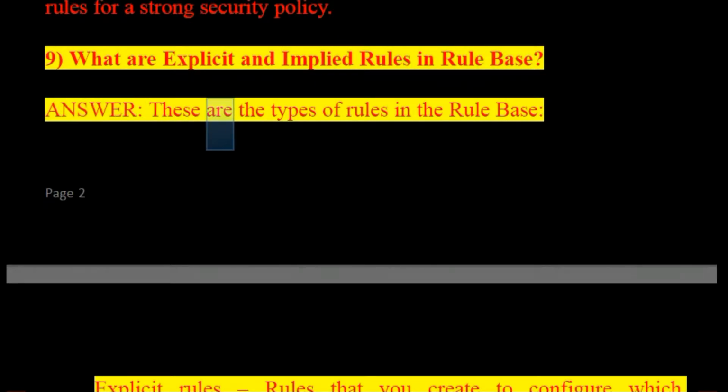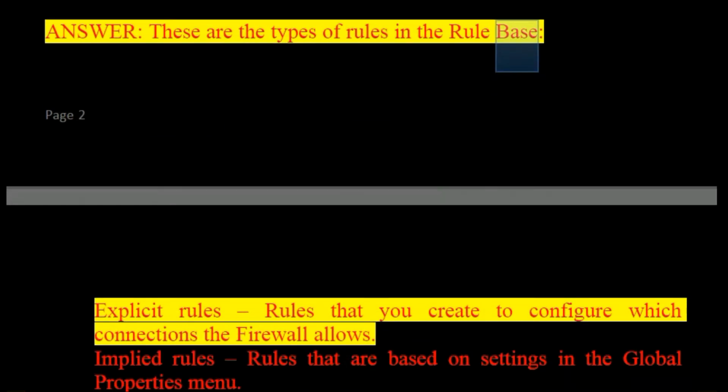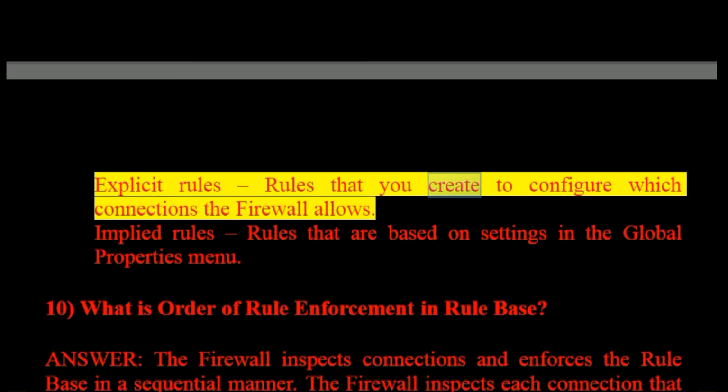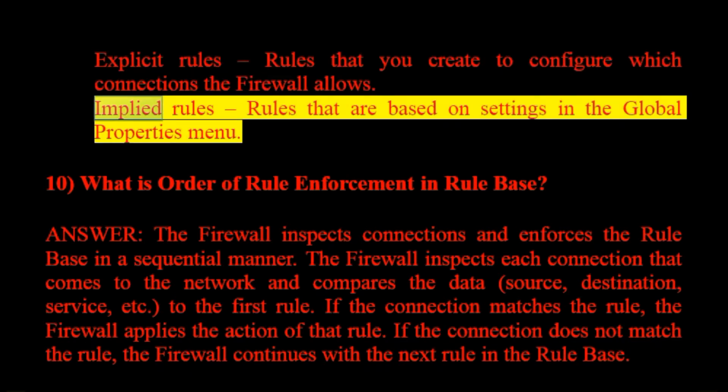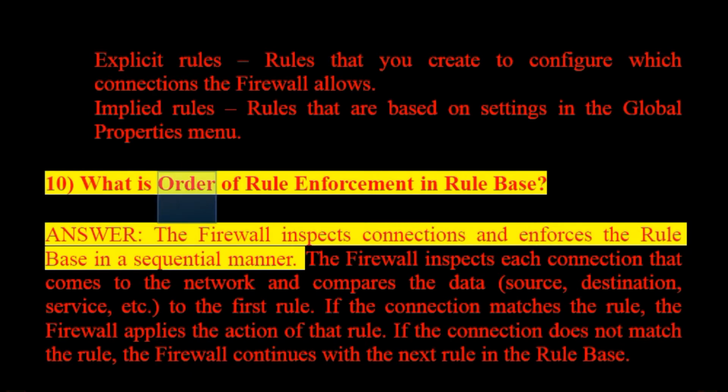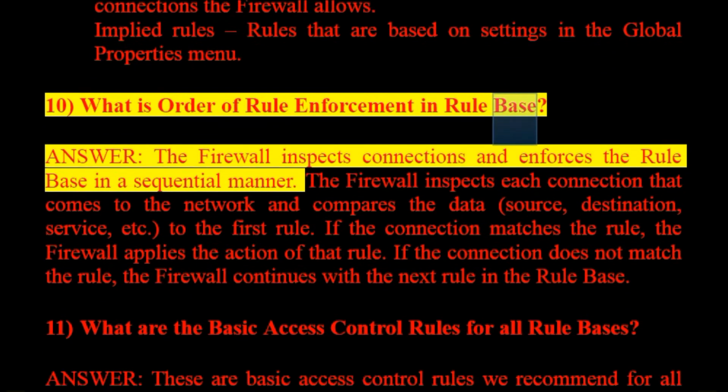Answer: These are the types of rules in the rule base. Explicit rules that you create to configure which connections the firewall allows. Implied rules that are based on settings in the Global Properties menu. 10. What is order of rule enforcement in rule base?